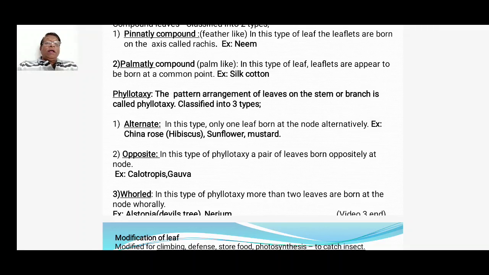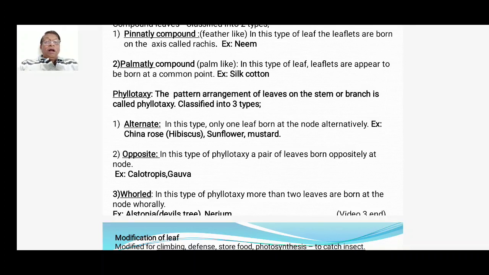Okay. Then classification of phyllotaxy. Phyllotaxy is classified into three types. Alternate type, opposite type, whorled type. It is for 3 marks, 3-mark question. Alternate phyllotaxy. Example, hibiscus, sunflower, mustard, etc. Hibiscus is also called China rose.